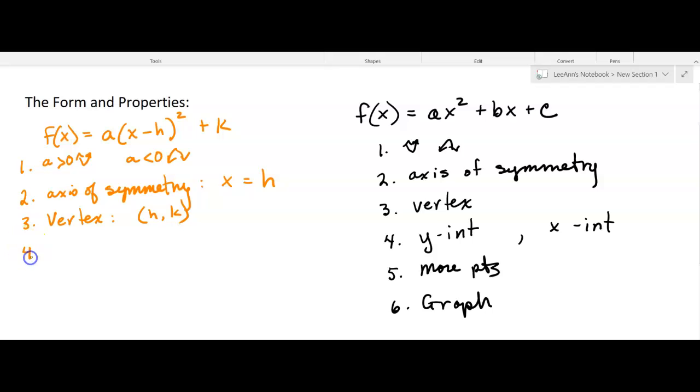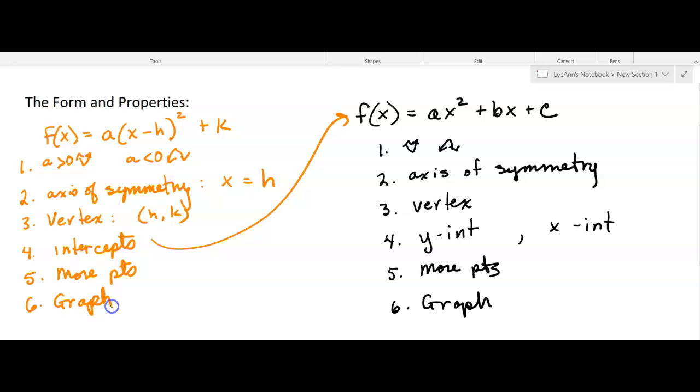We still have to find the intercepts. The intercepts are probably easier to find in this form. So if they start you out in that form, you might as well just use that form. But it's the same process. You can find both the y-intercept and the x-intercept if they started you in the standard form. And then if you need more points, you can still get more points and graph.